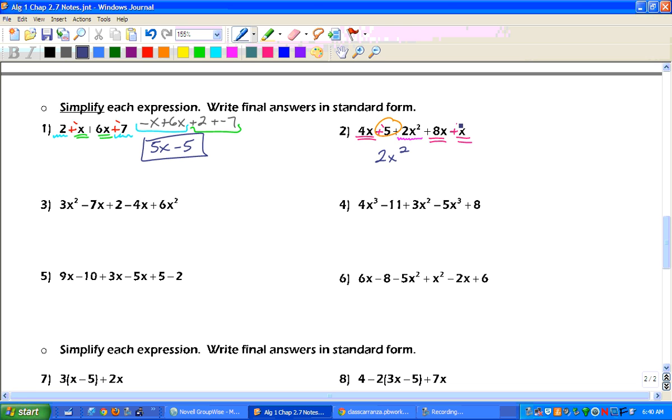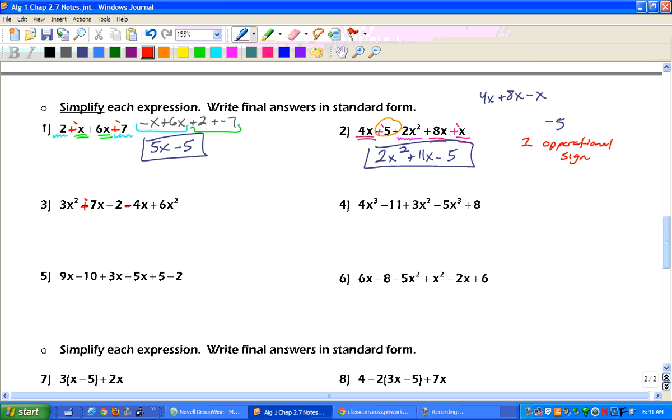So we have the 2x squared all by itself. Now you're doing 4x plus 8x minus 1x. So if you want to do this off to the side so you know what you're combining, that gives you 11x minus 5. Now, the reason we did not write plus negative 5 is you only want to have one operational sign. So that's why we just have the minus 5 there. Okay?